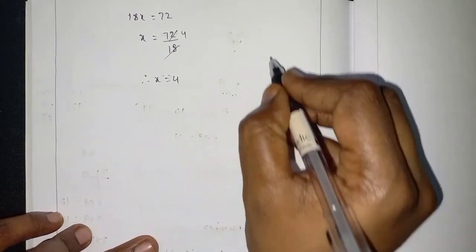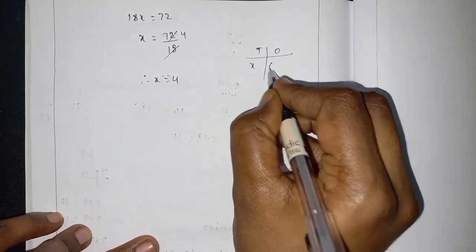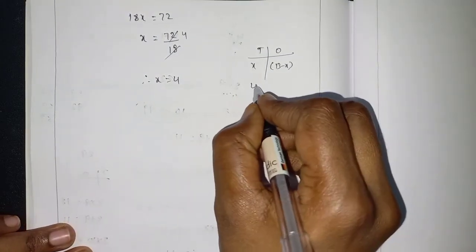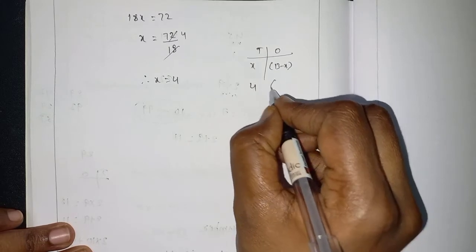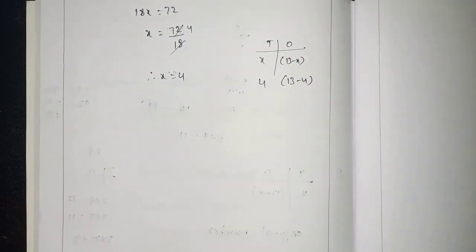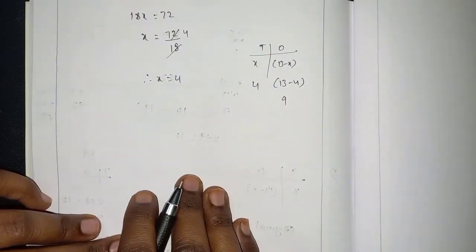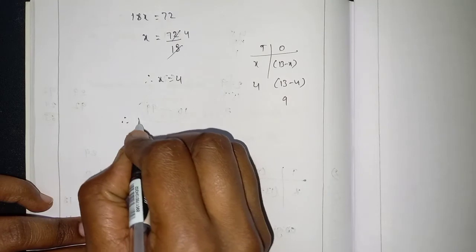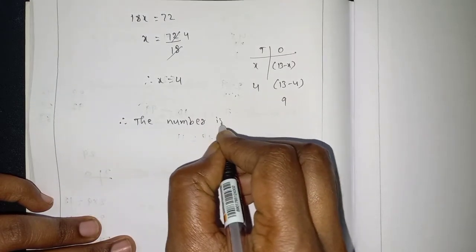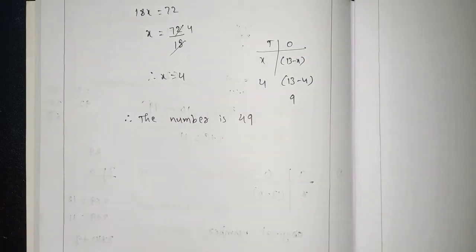So, what we said? Tens place is x and ones place is 13 minus x. So, tens place is 4 and ones place is 13 minus 4. 13 minus 4, how much will it be? 9. Therefore, the number is 49. Understand?